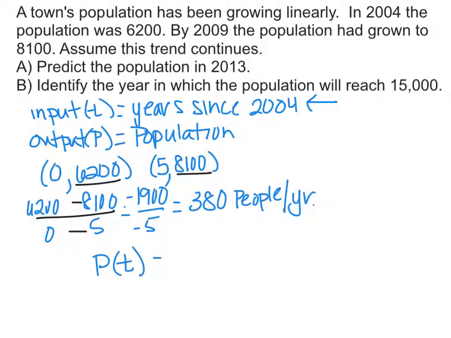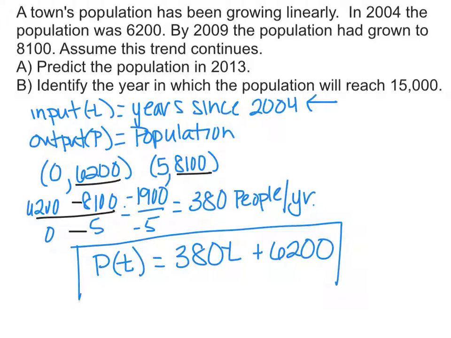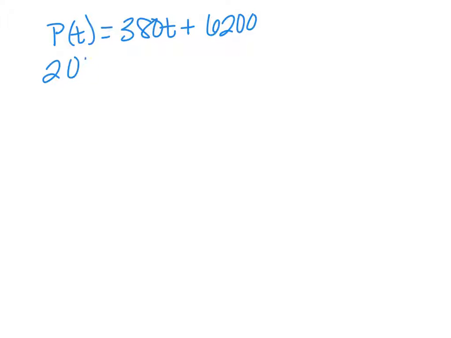People per time, or people per year, is going to be 380 plus the initial that we're starting with, which is 6,200. So this is my equation right here. Now I can take that equation and predict the population in 2013. So the equation again was P of T is 380T plus 6,200. So now I want to predict the population in 2013.